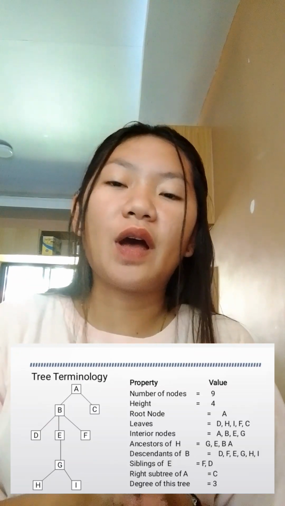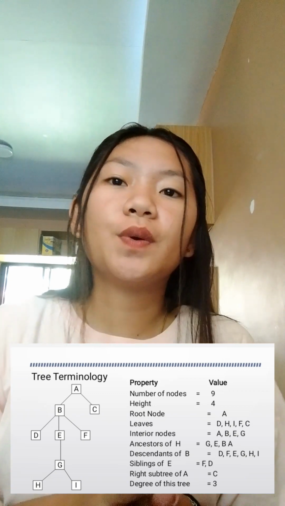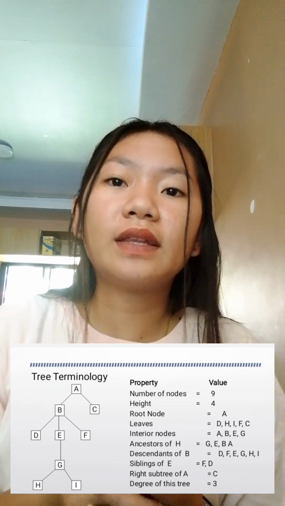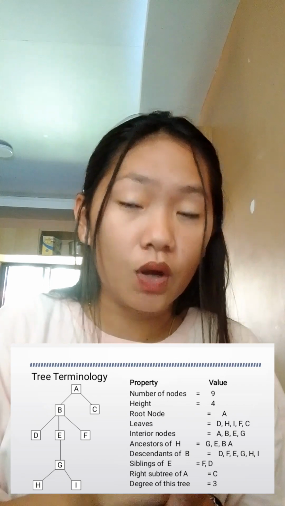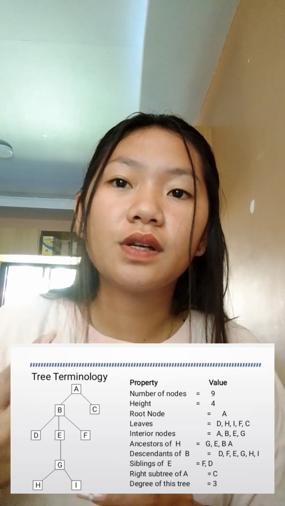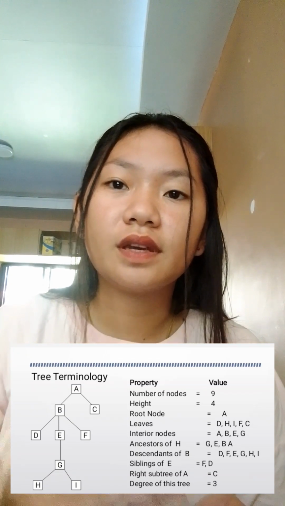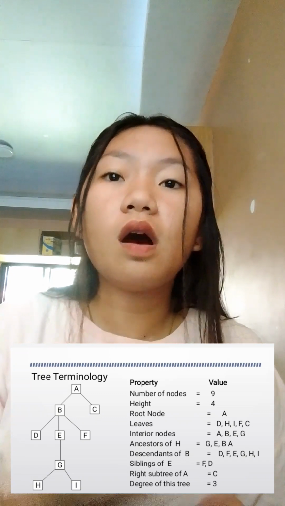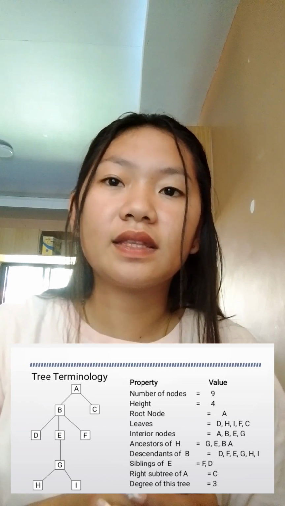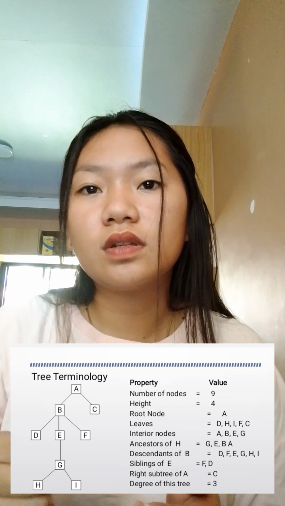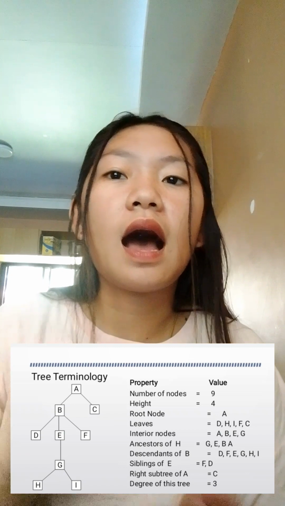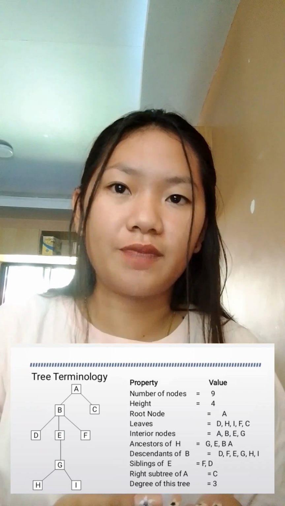So here we have an example of a tree. We will get the property and its value. First, the number of nodes. We will count all of the nodes: A, 1, 2, 3, 4, 5, 6, 7, 8, and 9. So the number of nodes is 9. Next is the height. The height is 1, 2, 3, and 4. So the tree has a height of 4.